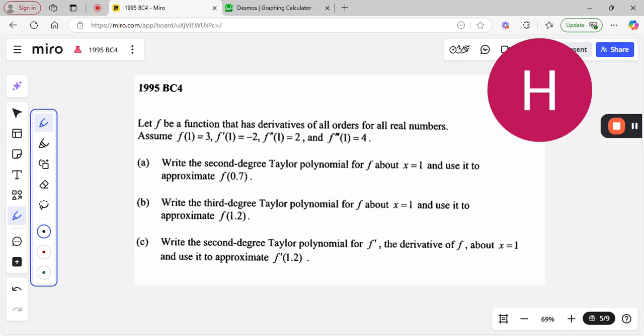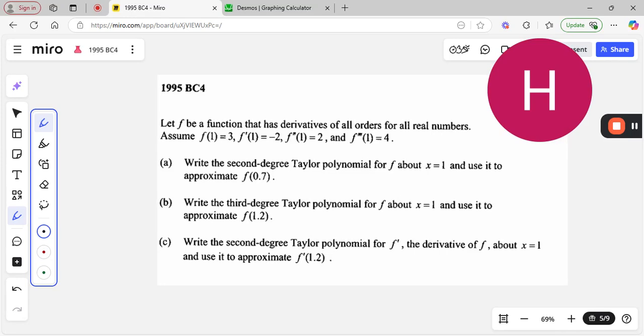Let's get started. f is going to be a function that has derivatives of all orders, so we can take as many derivatives as we need. And they don't give us an equation. We're going to have to write a polynomial that represents the equation. That's the Taylor polynomial.